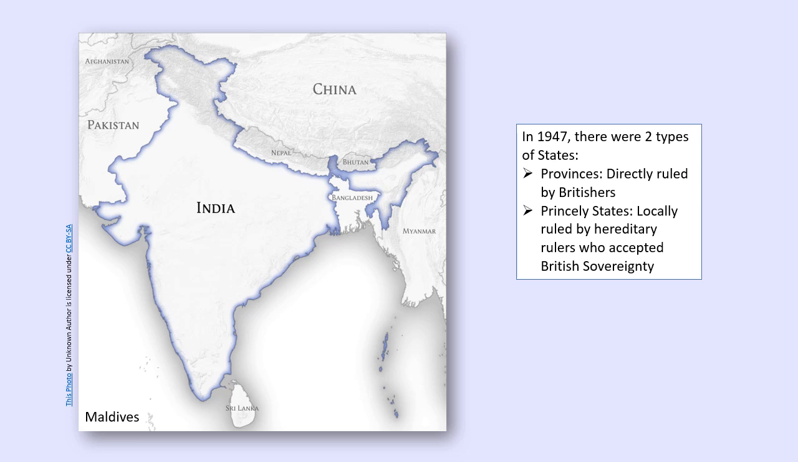Local autonomy basically means the Britishers used to say, you rule the country, but it will be under our power, and you are just the face of it. That's all. Control will be in the Britishers' hands. That's what the princely state is about. So it is written: locally ruled by hereditary rulers who accepted British sovereignty in return for local autonomy. Clear? In return, they used to pay a lot of taxes and all.